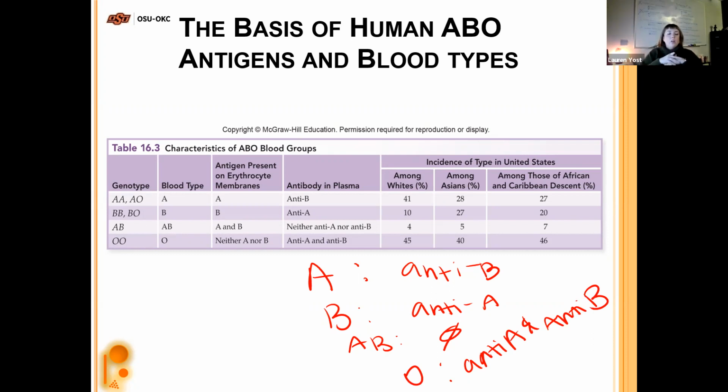Okay. So if you're an A, and I give you a transfusion with B blood, your body is going to have antibodies against the B, right? And it will attack it. And that causes a whole slew of problems. So you get the idea. So if you're AB and I give you an O, what would happen?